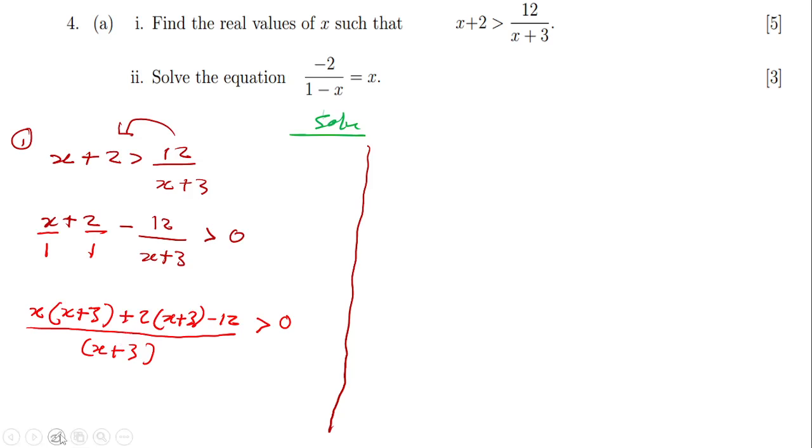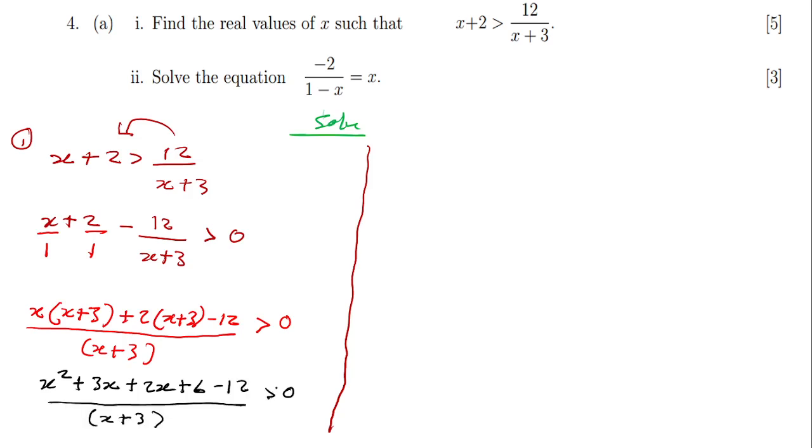So from there, we can now multiply everything. x times x is x squared. Then x times that is plus 3x. Then we can say 2 times that is going to be 2x. Then 2 times 3 is going to be 6, and then negative 12 there, then over x plus 3, and then is greater than 0.